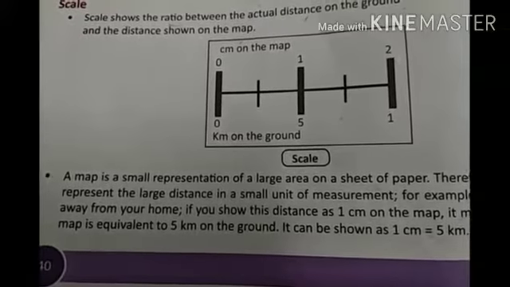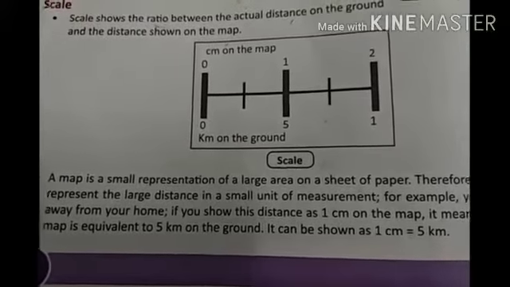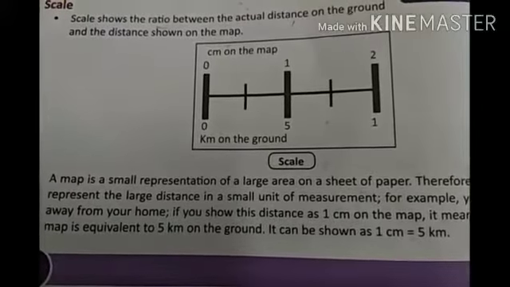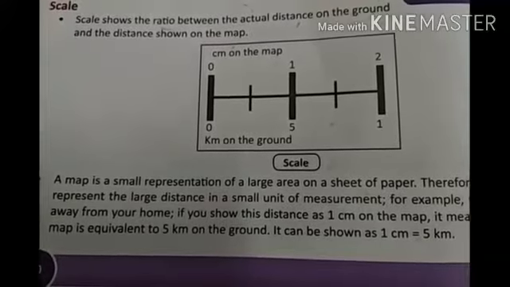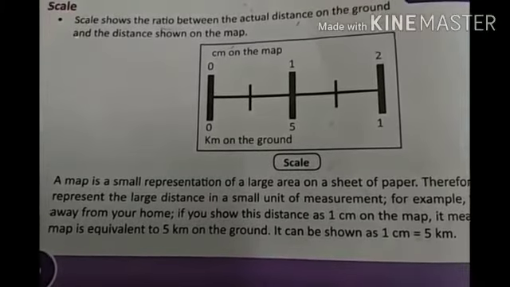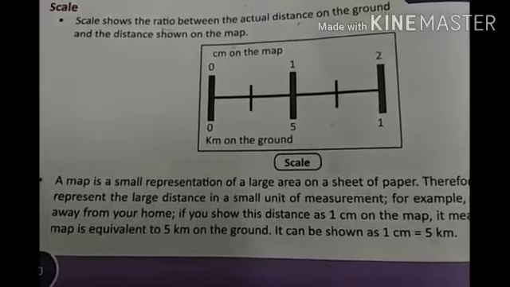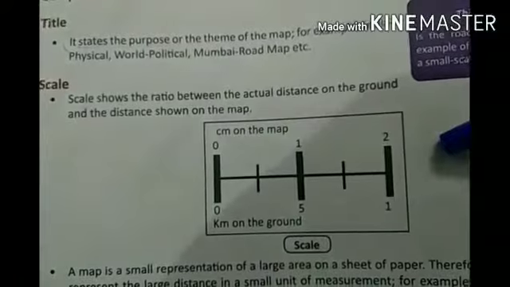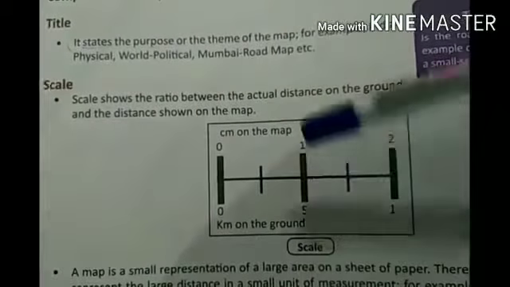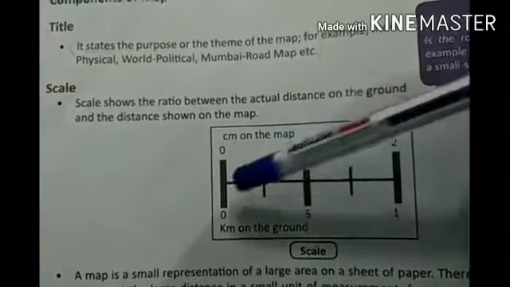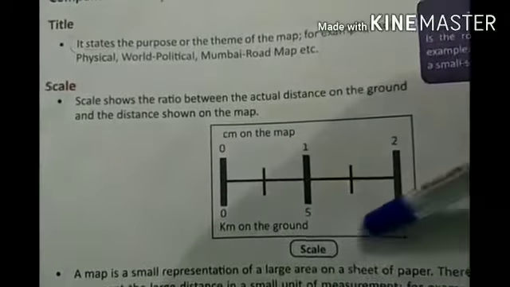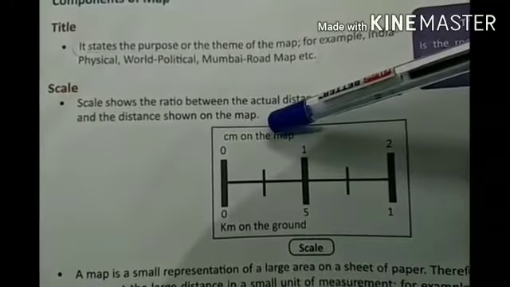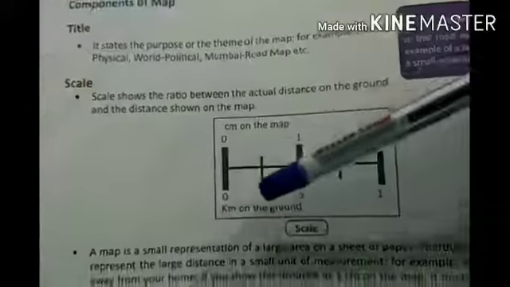And whatever it is, 1 centimeter is equal to 5 kilometers or 1 centimeter is equal to 10 kilometers, that is a scale. This is mentioned at the bottom of the map, either on the left hand side or on the right hand side. You can see on the screen a scale is given to you, kilometers on the ground and centimeters on the map. This is shown through a scale. How many kilometers on the ground are represented on the scale in centimeters.